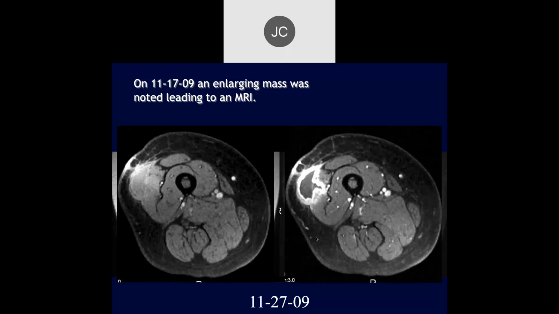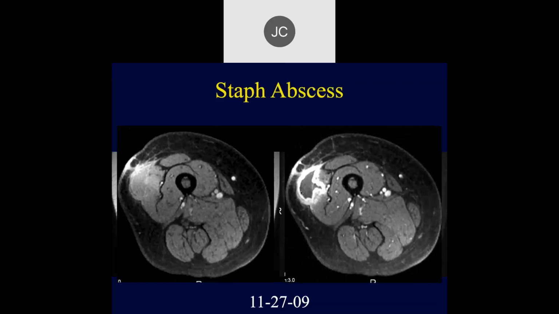Here's T1 fat sat pre and T1 fat sat post. So ring enhancing fluid collection. I think it's an abscess. Yeah, so this was a staph abscess. Yeah, good.